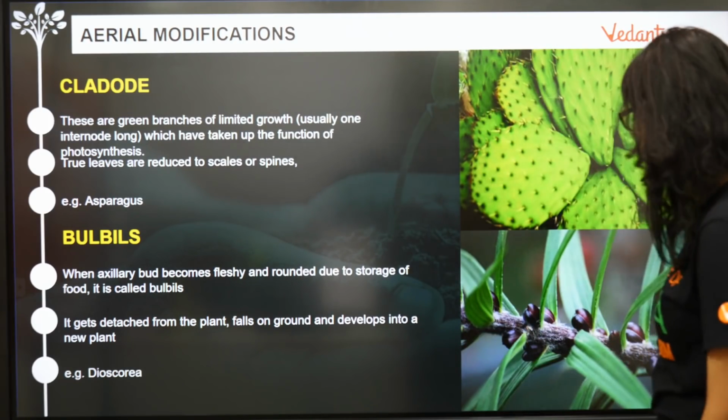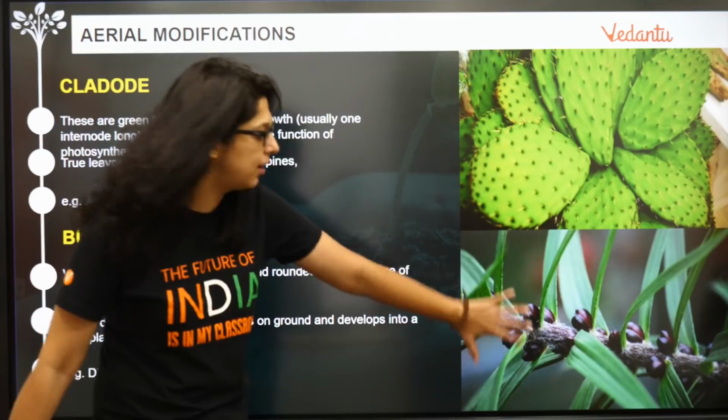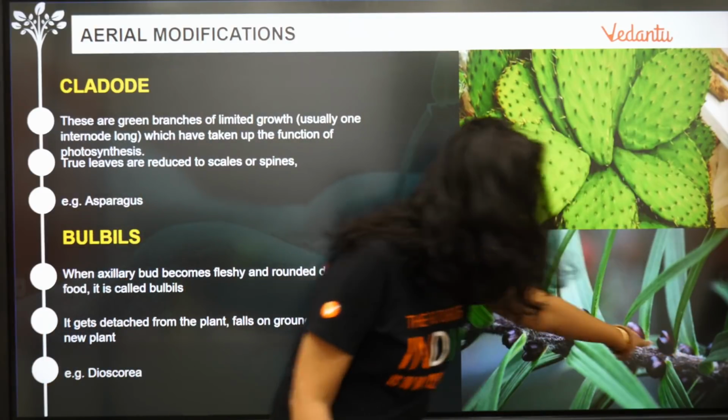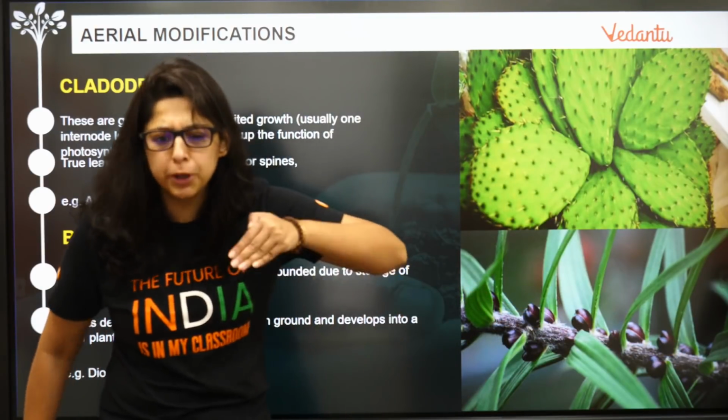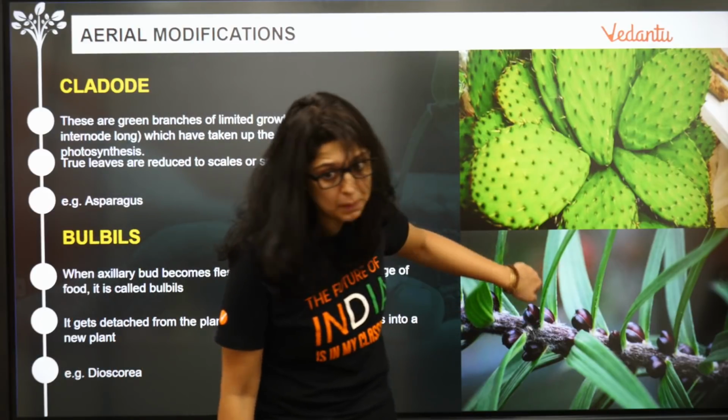Let's come to bulbils. So can you all see the axillary bud? पत्ते के आगे लगा है. Look at this beautiful photograph. Can you see पत्ते के आगे लगा है?